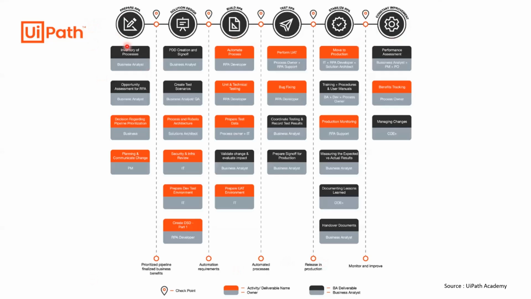Don't look at the other pieces. Do you understand the first line now, right? We'll talk about all of this in a bit, but first understand the first line, which I'm highlighting, this one. You understand this? Prepare, solution design, build, test, stabilize, and constant improvement. Any question in any of these 6 circles?